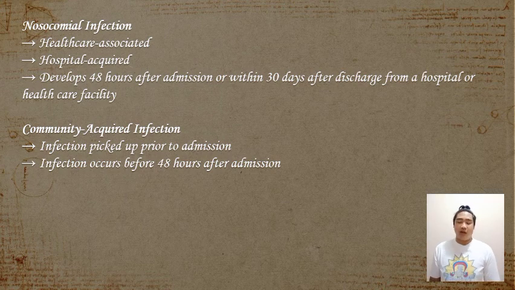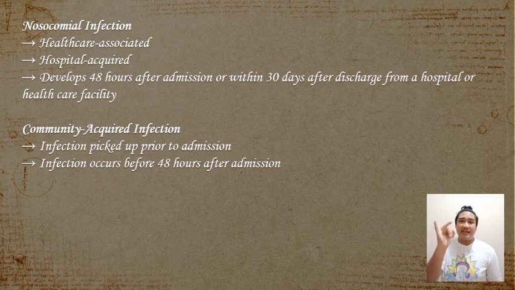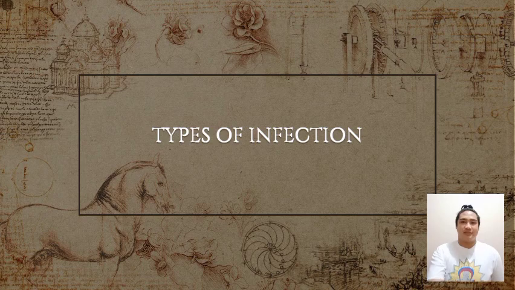Second is the community-acquired infection. A community-acquired infection is an infection picked up prior to admission to the hospital. This means the infections are not contracted inside the hospital but outside the hospital. Common examples here are common colds, flus, skin infections, and so on. But we could prevent this by washing our hands, sanitizing, and proper use of medical apparatus or medical supplies.